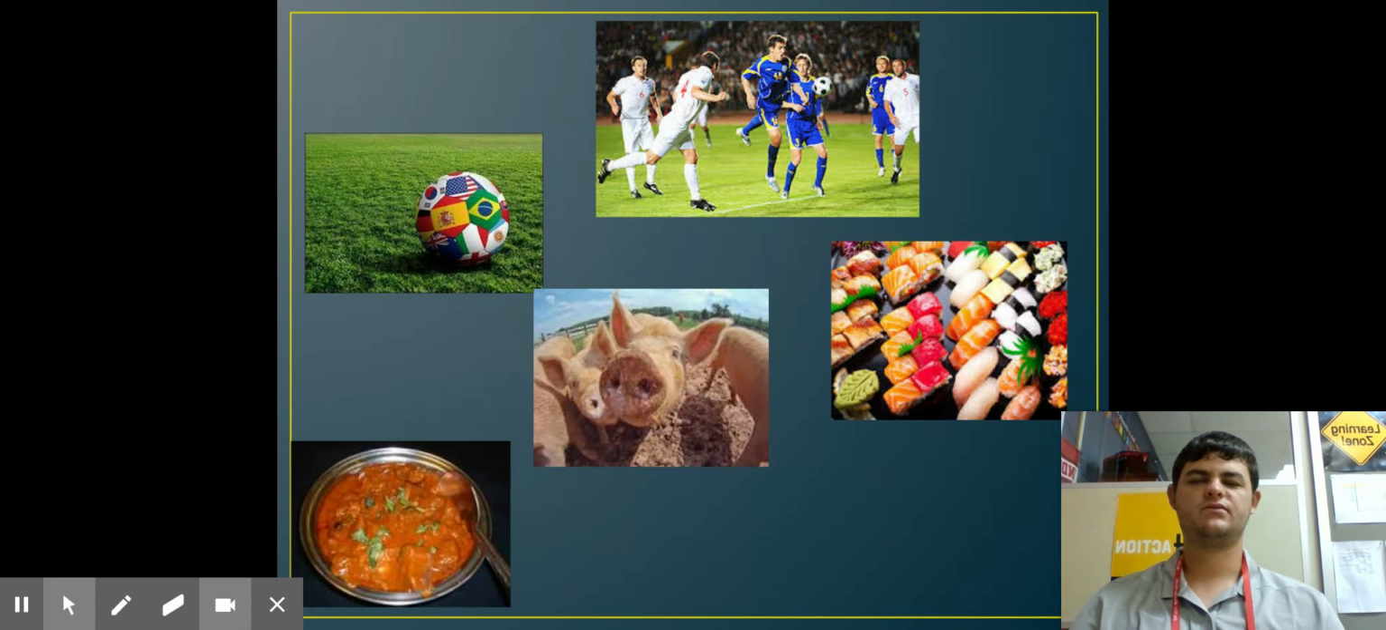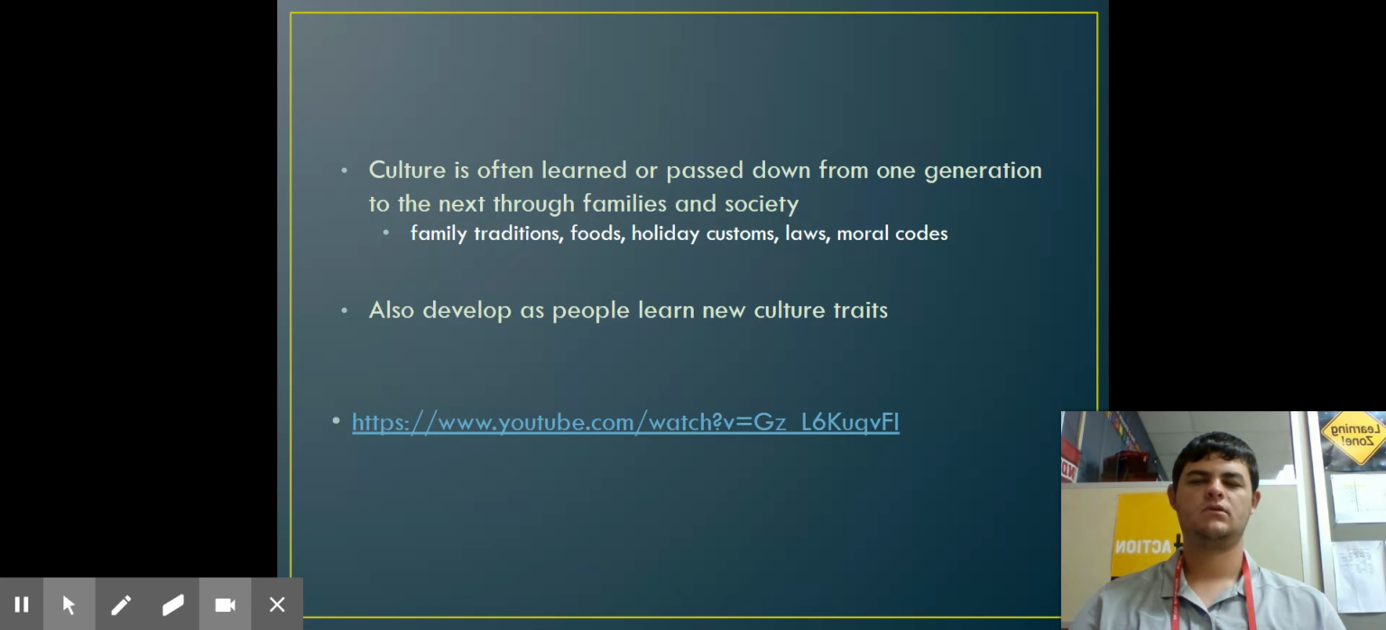Just a few photos of things that depict culture. Culture is often learned or passed down from one generation to the next through families and society. Some examples of ways that they can be passed down in society would be like at schools, okay? Just in communities in general is how you pass down culture. Family traditions, foods, holiday customs, laws, moral codes, all of this is culture that's typically passed down from generation to generation.